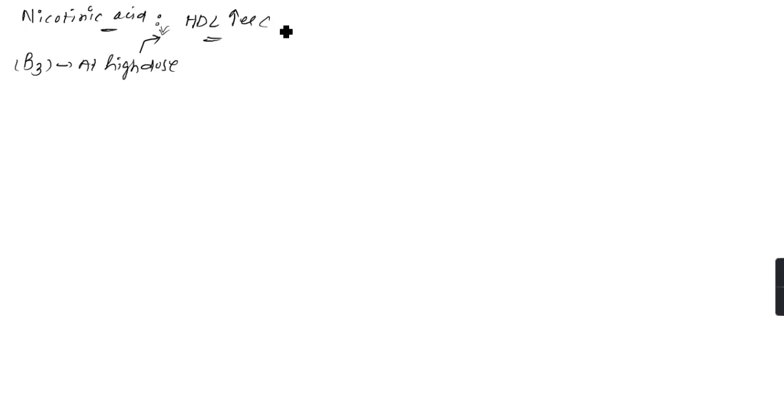And this is the maximum increase. Along with the HDL level, it also decreases VLDL and triglyceride. Triglyceride and VLDL levels also decrease. Okay. So it acts on the Gi type of G protein coupled receptor. It is also one important question.